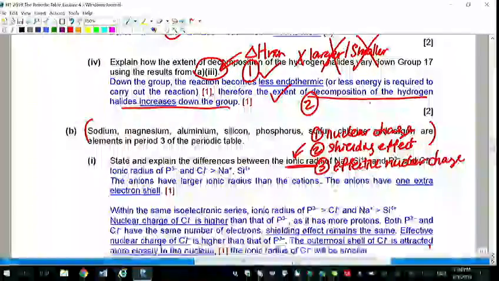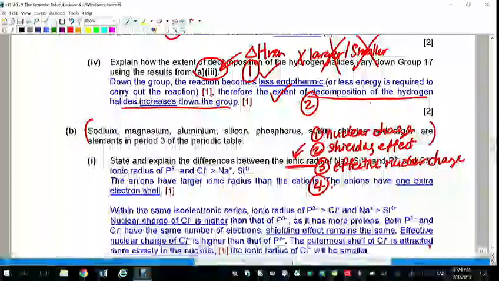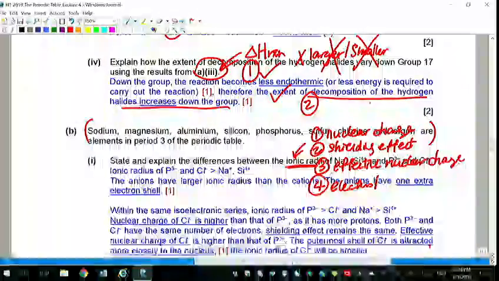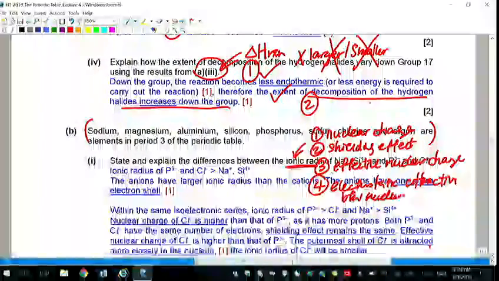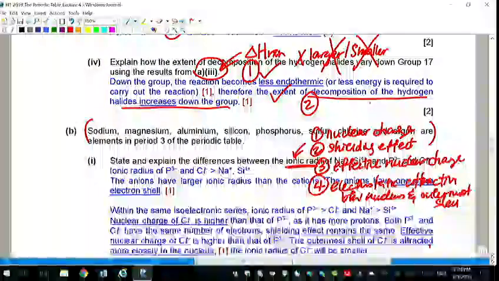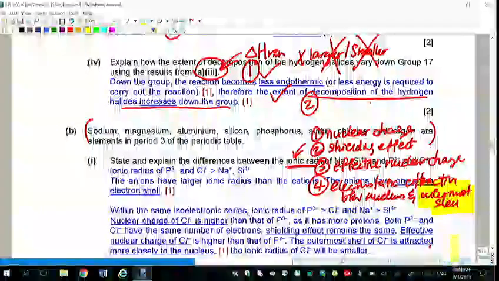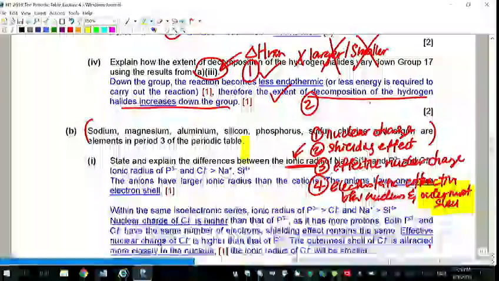And then you end off by talking about the electrostatic forces of attraction between the nucleus and your outermost shell. Take note that I'm using the words outermost shell, because for ionic radius I'm going to use outermost shell. For ionization energy, I'm going to use outermost electron. So take note of the difference.